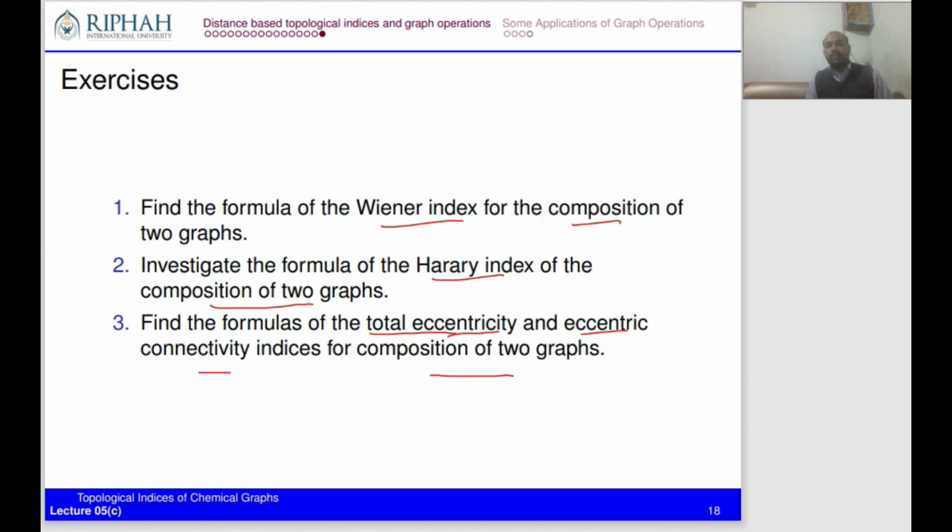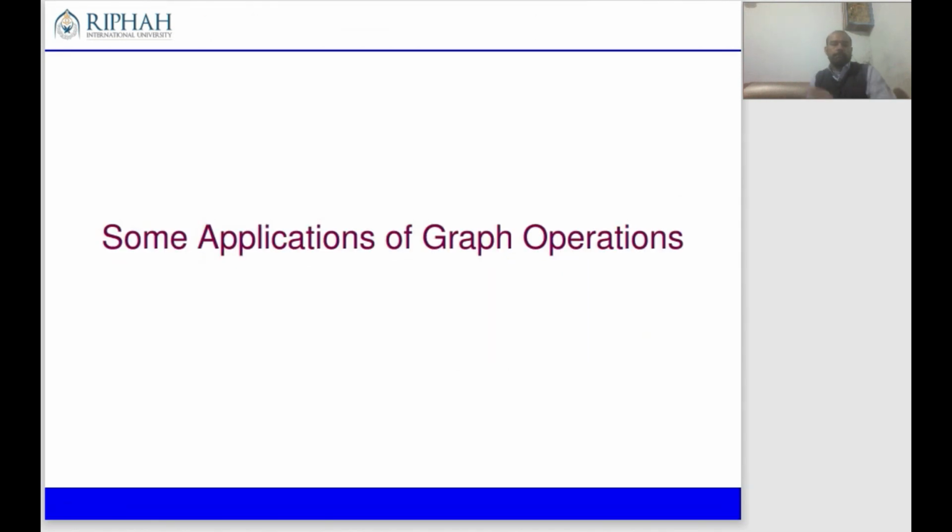So these are three exercises you should try, to become good at distance-based topological indices of graph operations. Also, there is a lot of literature available on Google. You can search and explore more results on this topic. So at the end of this topic, let's discuss some applications of graph operations. Why we use graphs, why we introduce graph operations, and how we can use them to construct complex networks.